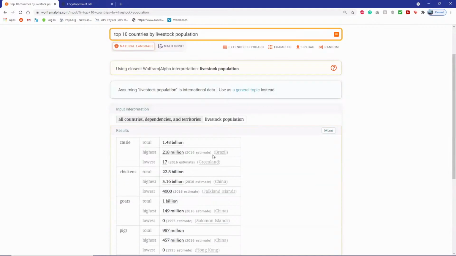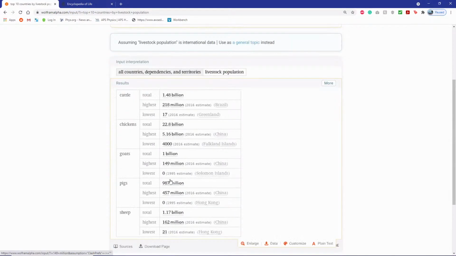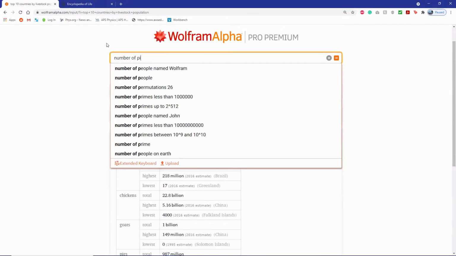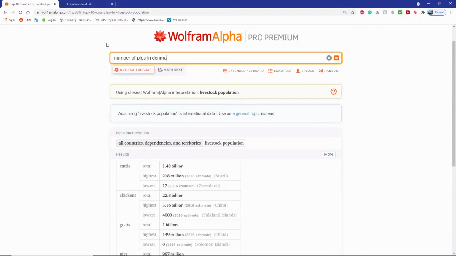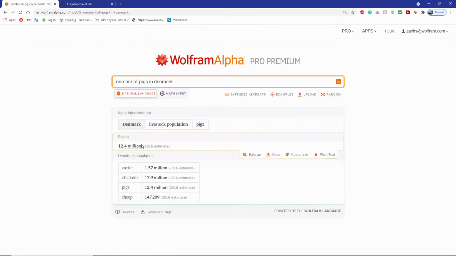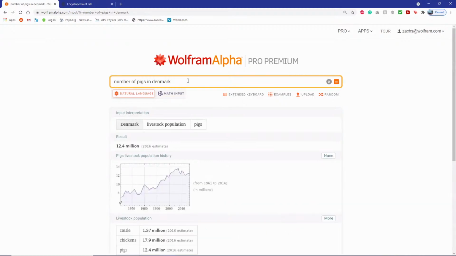Oh, this is cool. Okay, so Brazil has the estimated most cattle. Who has the most pigs? China. Actually, I want to see if I can look this up. Number of pigs in Denmark. This is a little fun fact I learned when I was visiting.